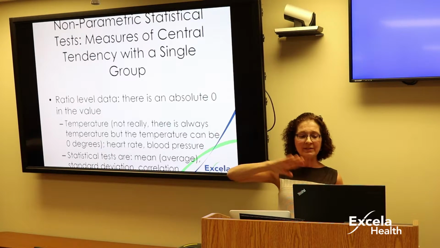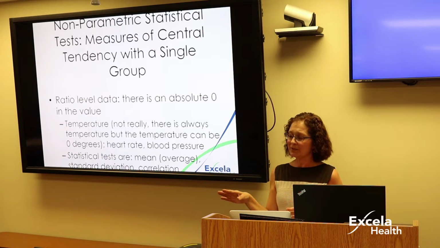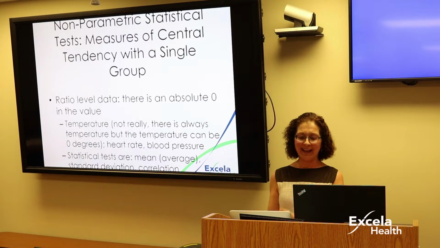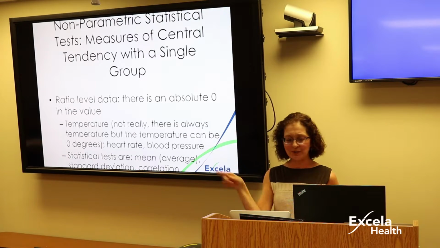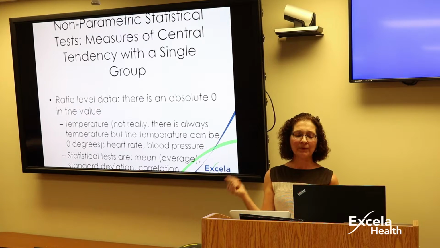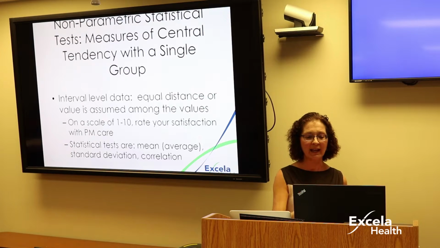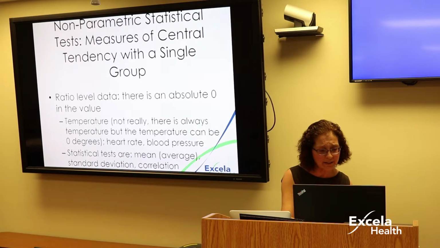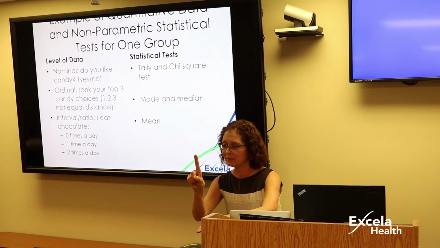Ratio level data, there's an absolute 0. Now, temperature, you never really have an absolute 0. You do with heart rate and with blood pressure and with respirations, but you can kind of get away with temperature with an absolute 0. And for anything that has an absolute 0, you could do your mean, your standard deviation, as well as correlations. Okay. How did I go backwards? Okay, there we are. Now, we're only talking about one group.